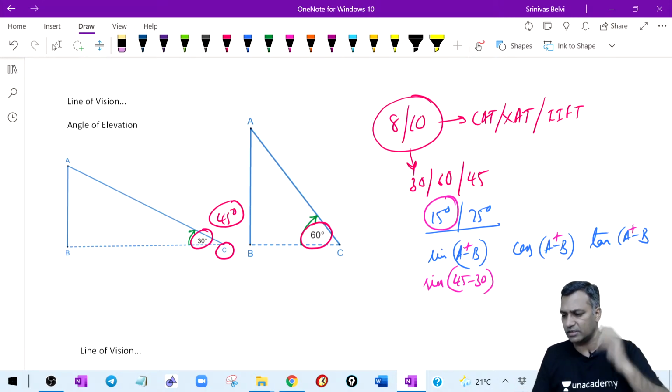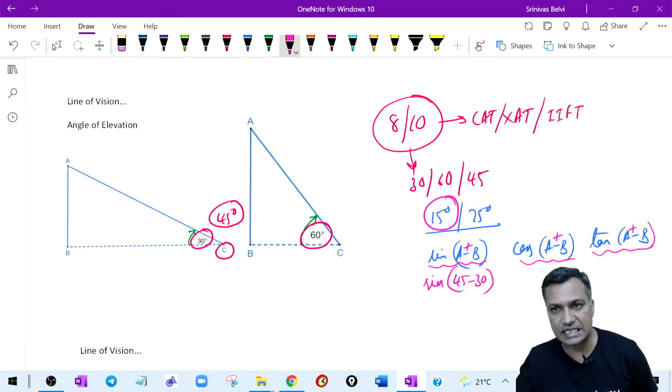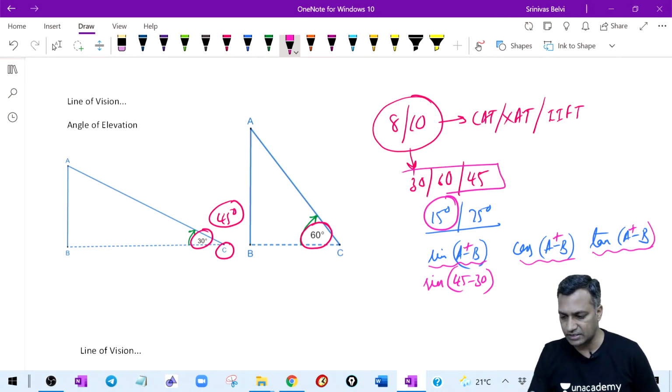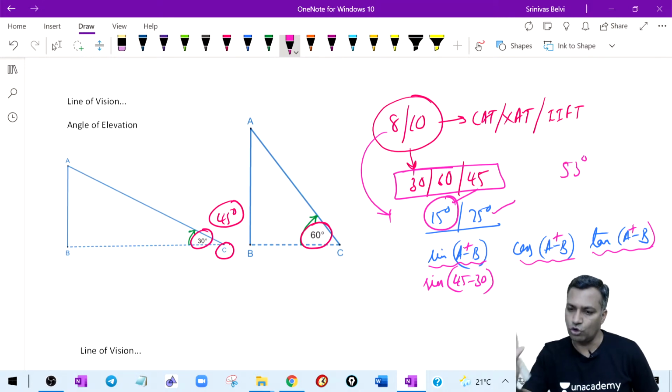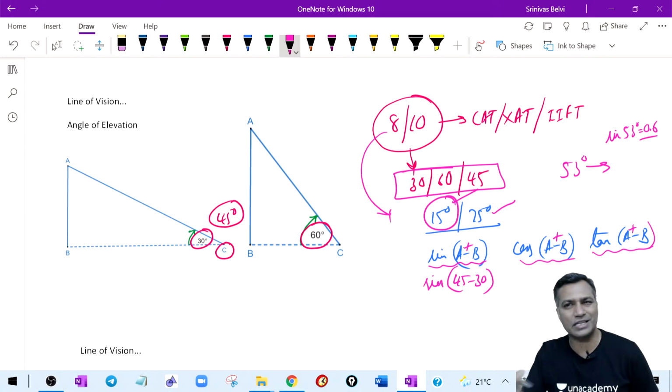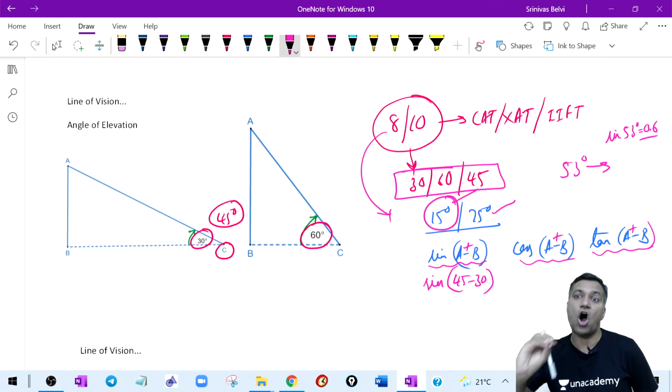So learn these: sin(A plus or minus B), cos(A plus or minus B), tan(A plus or minus B). That would suffice for heights and distances. If the angles are not these, generally in the remaining 2 out of 10 questions, you find 15 or 75, and sometimes 53 degrees. Angle of elevation is 53 degrees. Don't worry, if it is 53 degrees, the author will give the value. He says sin 53 degrees is equal to 0.6, something like that. He will supply that value in case of any awkward angle.